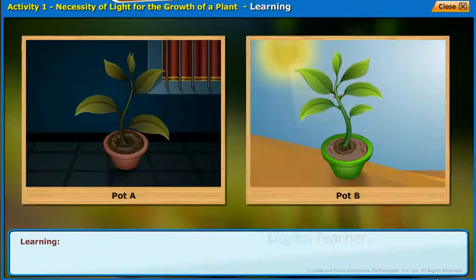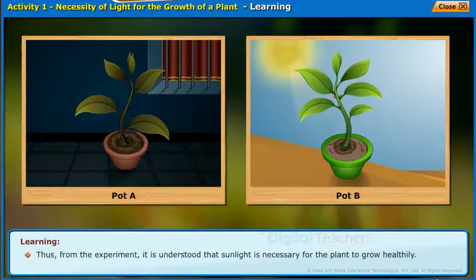From the activity, it is understood that plant grows healthily in fertile soil when compared to ordinary soil. Thus, from the experiment, it is understood that sunlight is necessary for the plant to grow healthily.